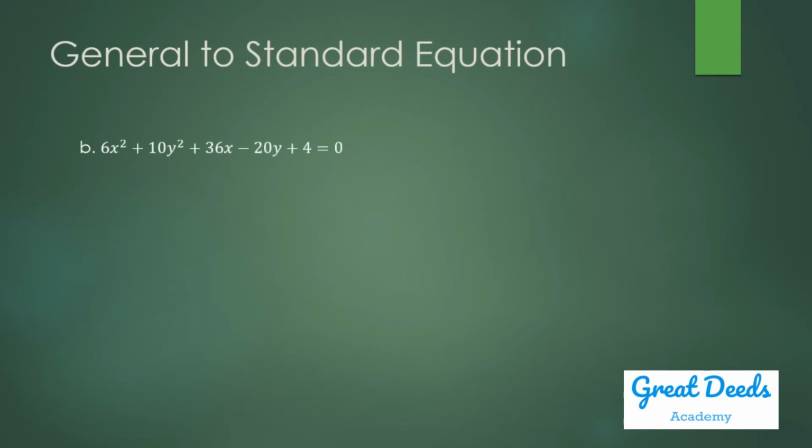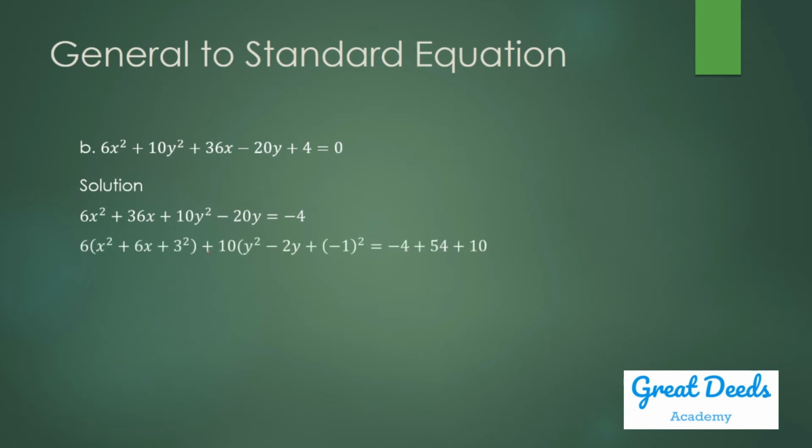Let us write this in standard form. We transpose the constant term, and then pay attention to this. We will factor out 6, because we want x squared to have a coefficient equal to 1, and factor out 10 for the y squared terms. We want y squared to have a coefficient of 1.